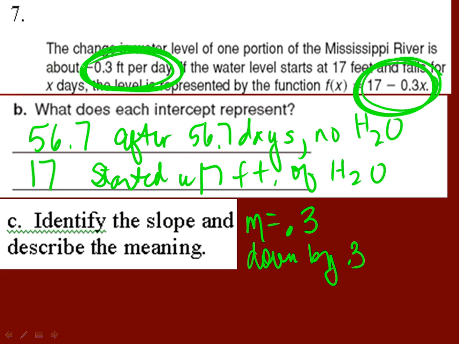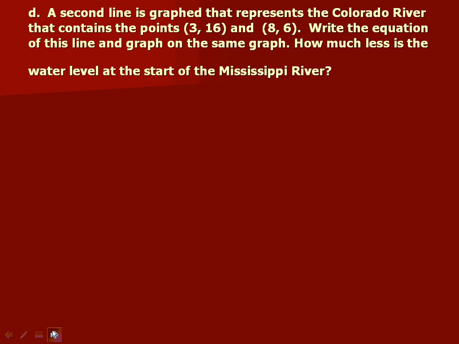Look. 0.3 feet per day. Miss Winship told me that I had to use the word what? Per. Per for slope. No, one more. Oh, this is going to be fun.